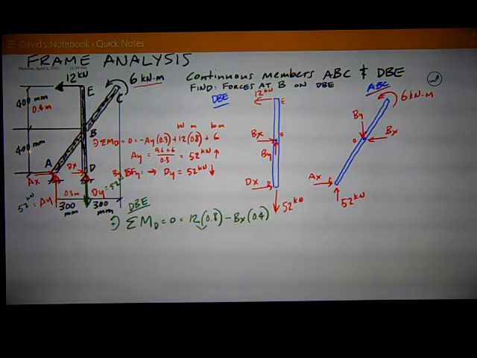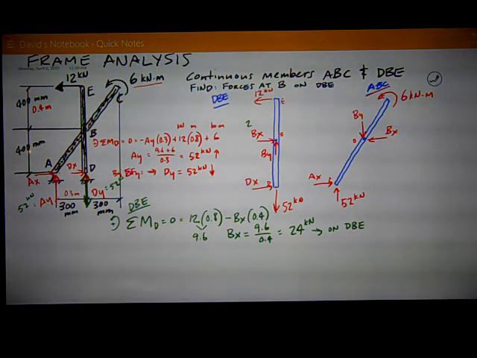Do the math, this 12 times 0.8 is equal to 9.6. Therefore, BX is equal to, rearranging, 9.6 divided by 0.4, which is 24 positive kilonewtons. Positive means the direction I assumed, which is to the right on DBE. Now, I want to write that in. This is 24 kilonewtons. Same thing, opposite direction on ABC.